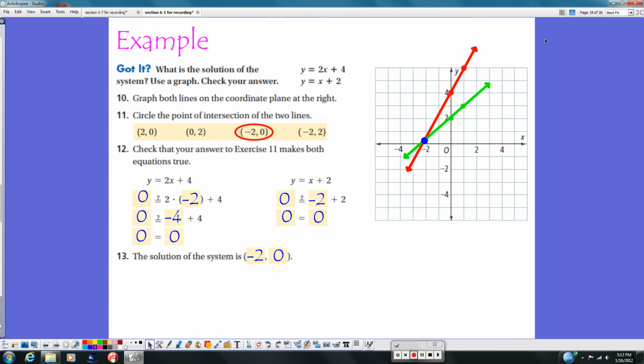So I went ahead and graphed. I have my two equations here. I came up to 4 for my y-intercept, up 2 and over 1, and connected the dots. I came up to 2, I went up 1 and over 1 because my slope is 1, and connected.